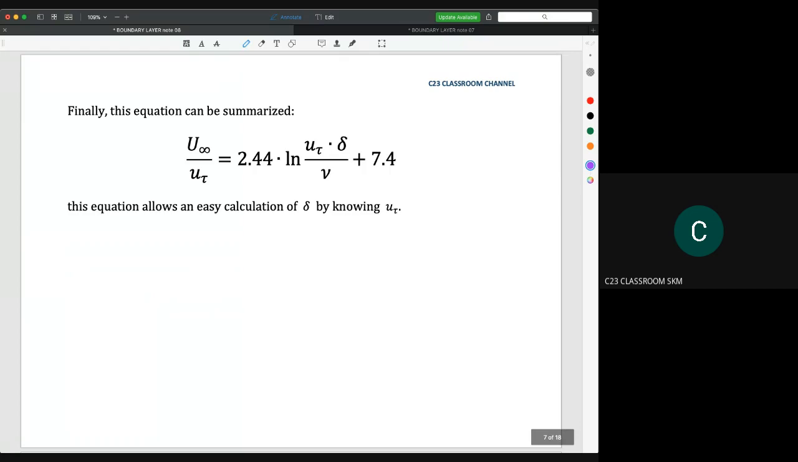And then finally, we could summarize this equation as U over U tau is equal to 2.44 ln U tau delta over nu plus 7.44. This equation allows an easy calculation of delta by knowing the value of U tau. This nu is actually the kinematic viscosity. So this is not velocity, this is a kinematic viscosity. Please remember this equation carefully. Just remember this equation to solve the problems.